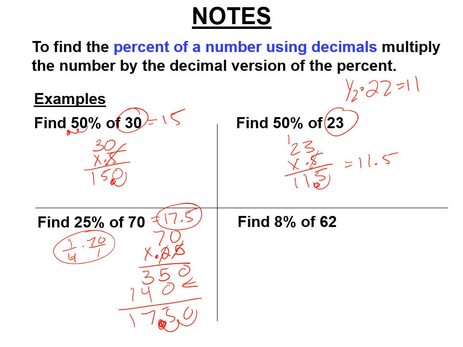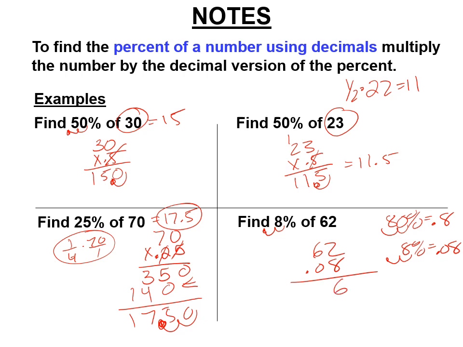Find 8% of 62. Again, now 8% is 8 out of 100, and we could do it that way, 8/100 of 62, yes, you could simplify that. Now, 8% is not 0.8, it's 0.08, right? Let's make sure we understand that. 80% is the one that's 0.8. 8%, move it twice, is the shortcut, 0.08. So we're going to multiply by 0.08.